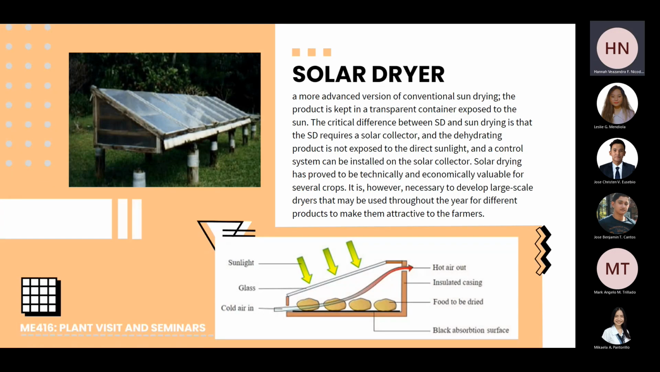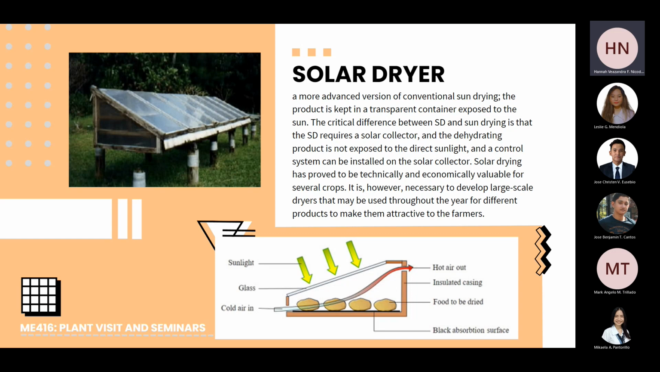Next is the solar dryer. It's a more advanced version of conventional sun drying. The product is kept in a transparent container exposed to the sun. The critical difference between SD and sun drying is that the SD requires a solar collector, and the dehydrating product is not exposed to the sun directly, and a control system can be installed on the solar collector.